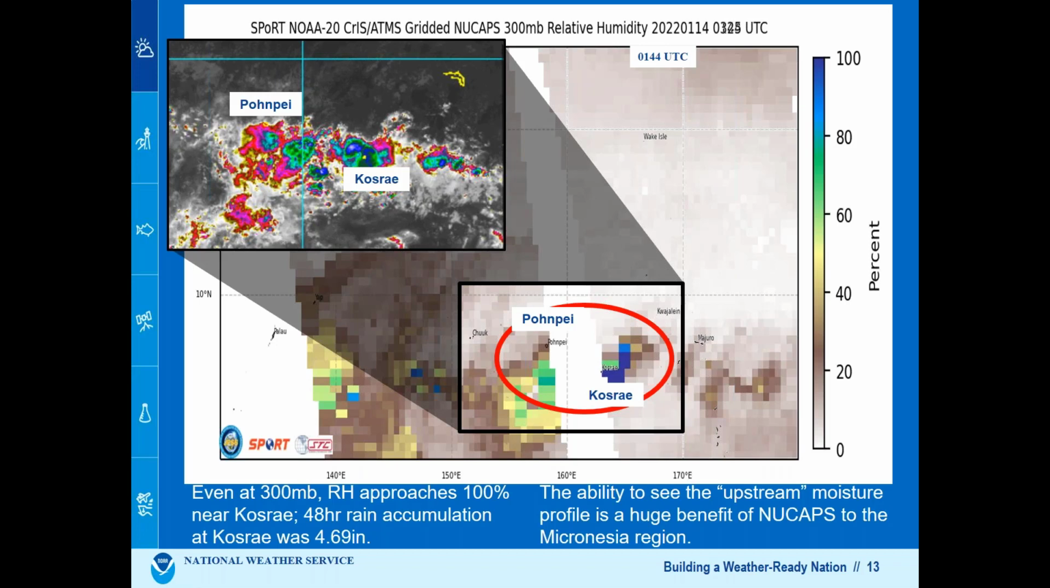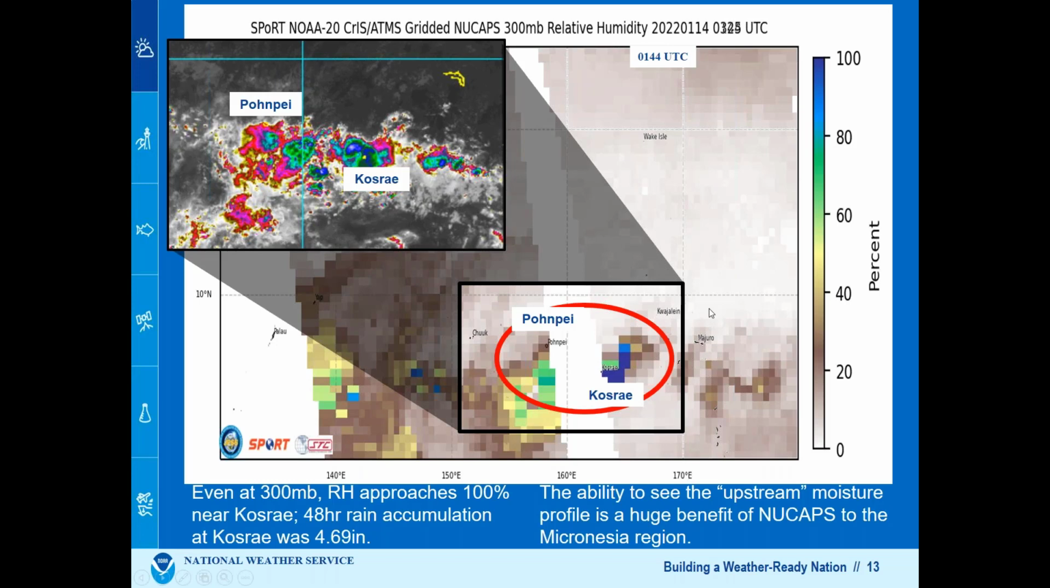And then looking at the 300 millibar level, we can still see some of the basically moist RH levels. And this 300 millibar level, especially at Kosarai, is really useful since Kosarai is not an upper air site. We don't have anything to judge it by. And even Ponape, which is an upper air site, these NUCAPS help us see how the trends are changing and how the atmosphere is looking to look like it will change later on in the day.